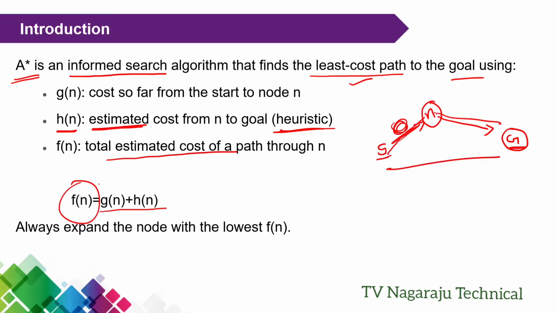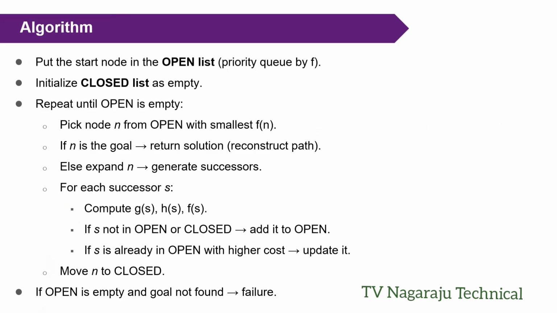So based on this f of n value, we select the node, that is, which node you need to explore. Generally, the node with the lowest f of n is considered. Now, we will discuss the A star algorithm.